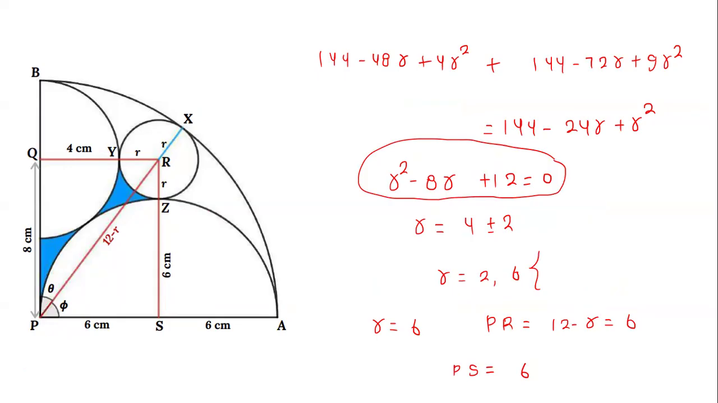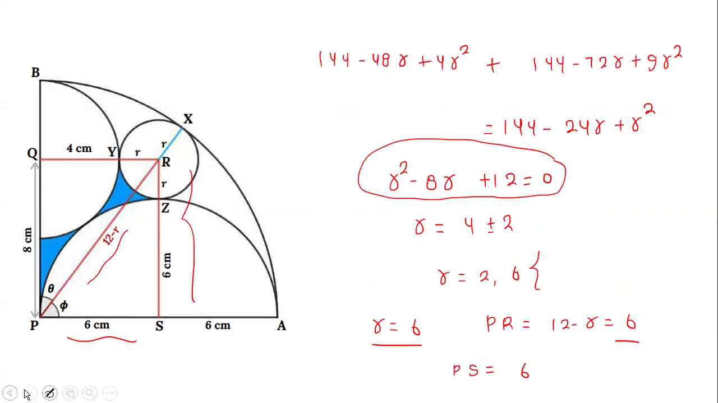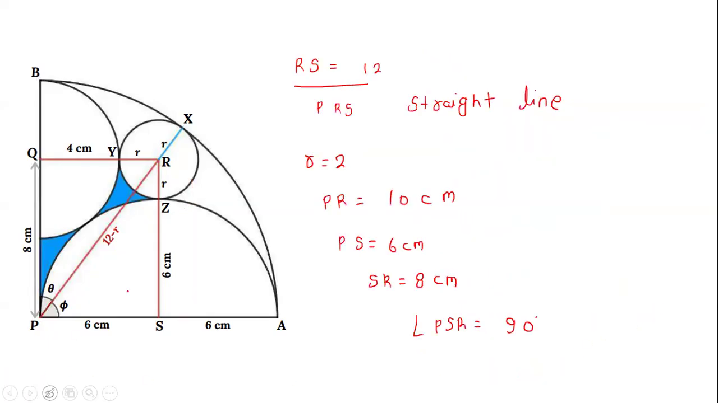So which value can we take? So here you can see that if you take r is equal to 6, then this PR distance, which is 12 minus r, will become 6. This PS distance is also 6, and this SR distance of the triangle will become like 12. So we can see that the sum of this and this is equal to the third side, which is not possible in the case of a triangle.